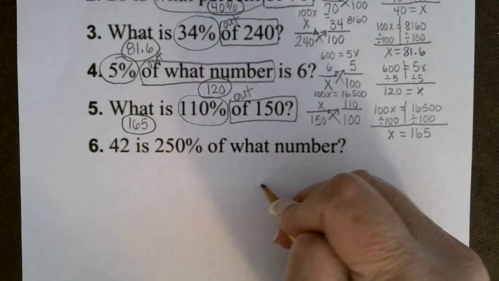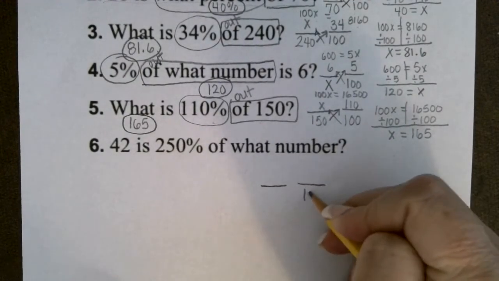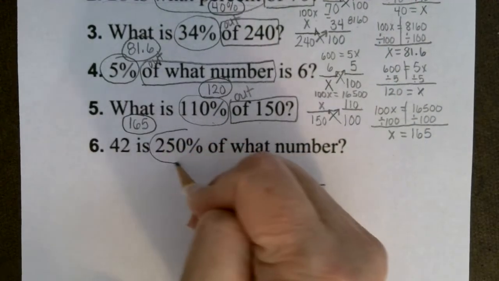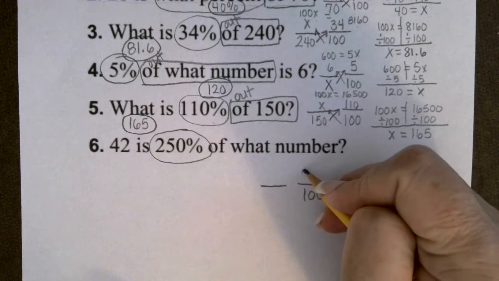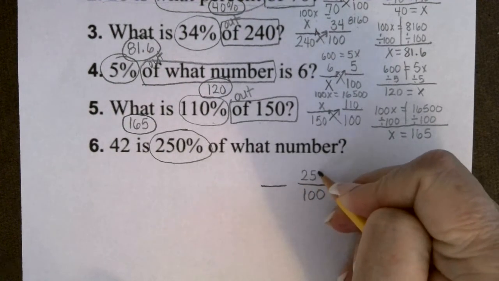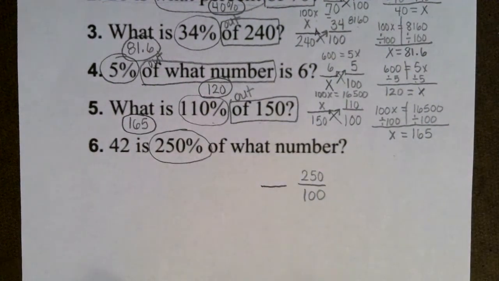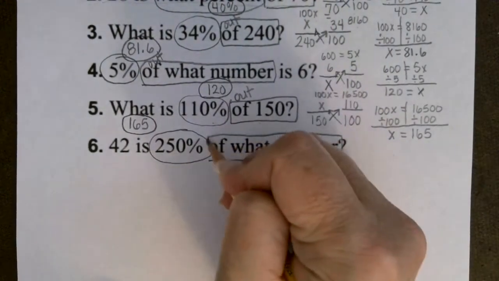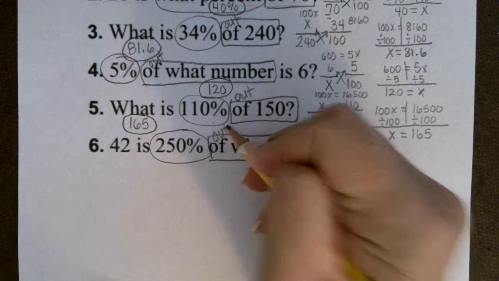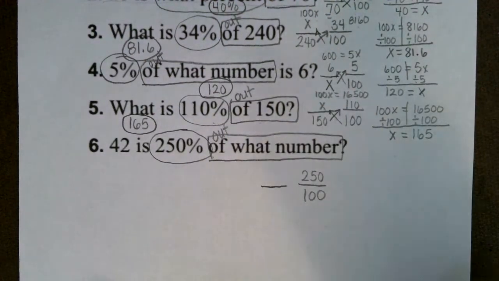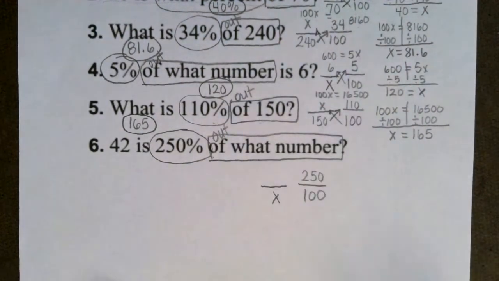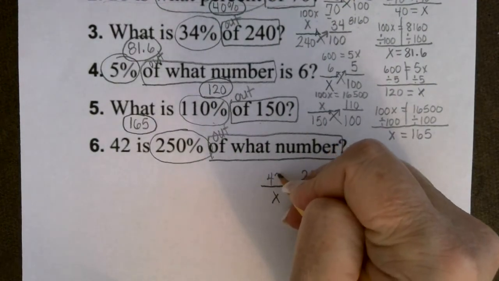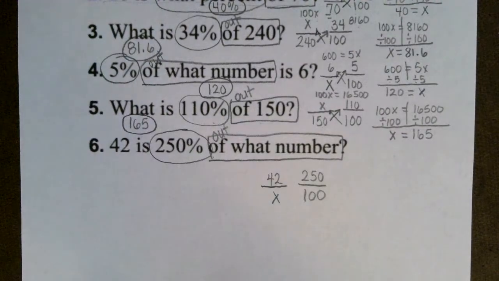And then my last one, I look for my percent, which is 250%. So I put that over 100. I look for the word "of." This says "of what number," so that means "out of" some number that I don't know, which means the whole thing is what I'm trying to find. And then I have 42 as my part.